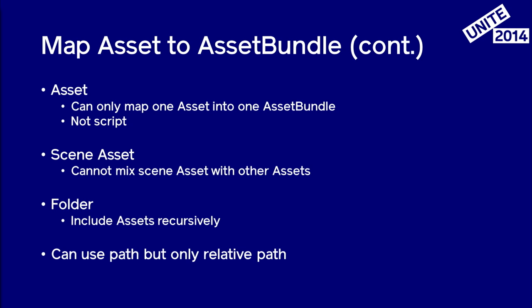You can also mark a folder into an AssetBundle. If you do this, all the assets under it will be included recursively, except the ones which have already been marked into other AssetBundles explicitly. And you can use a path as the AssetBundle name, but only a relative path is allowed.